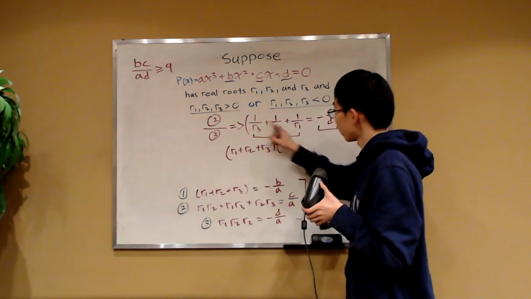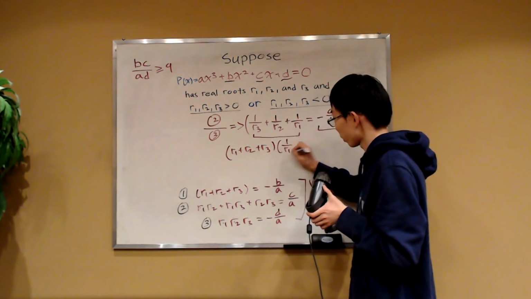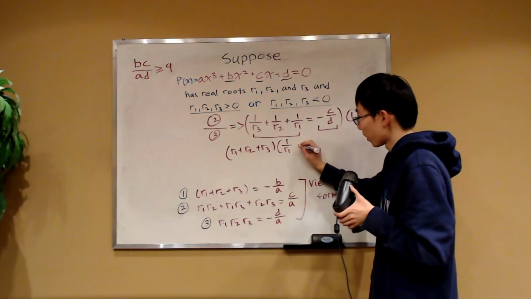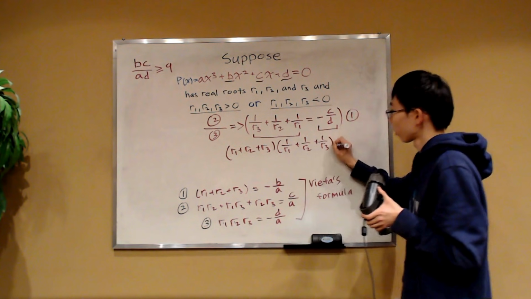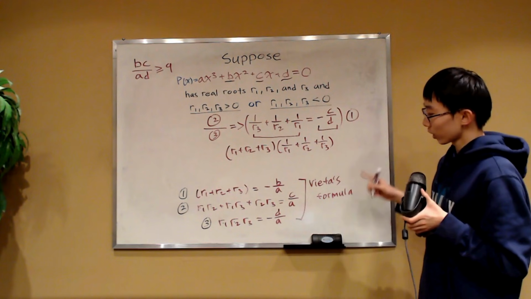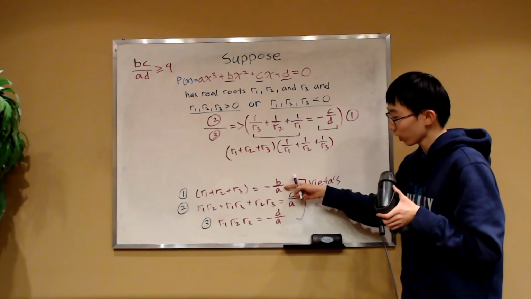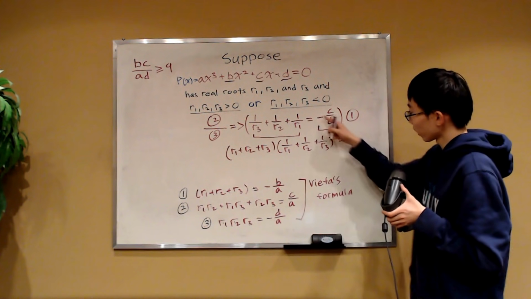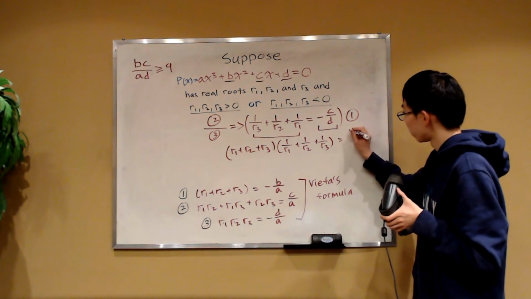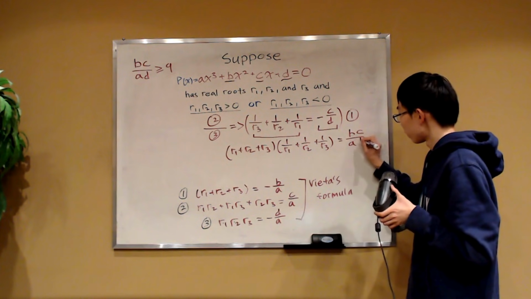And then times the sum of the reciprocals, so that's plus 1 over r1 plus 1 over r2 plus 1 over r3. And on this side, I said I would multiply by this negative b over a, because they're equal to each other, right? So we can multiply by that. So the negatives cancel out. That would just be bc over ad.